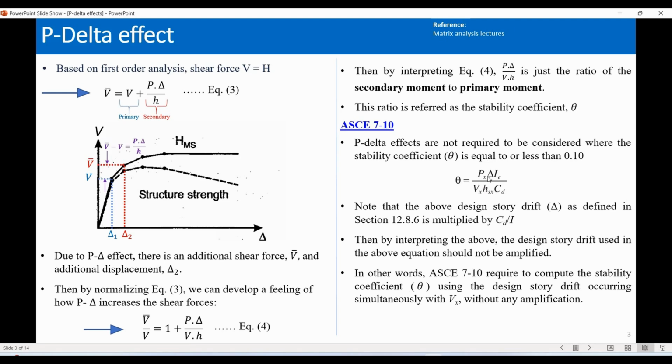And please keep in mind that the ASCE 7-10 uses the design story drift in this formula. Hence, it is multiplied already by Cd over I. Then they multiply again the whole formula by I over Cd. Hence, they are trying to say don't amplify the design story drift used in this stability coefficient formula, okay?